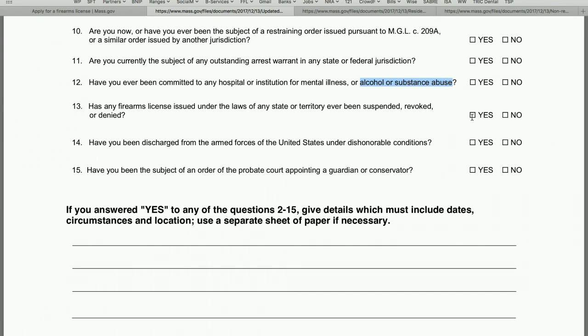I mean, there's very few. Well, I don't know if I would say very few, but there's a lot of people in this world that haven't been able to avoid any type of interaction with law enforcement. So it happens. Just make sure you be honest. You don't want to lie on your application.